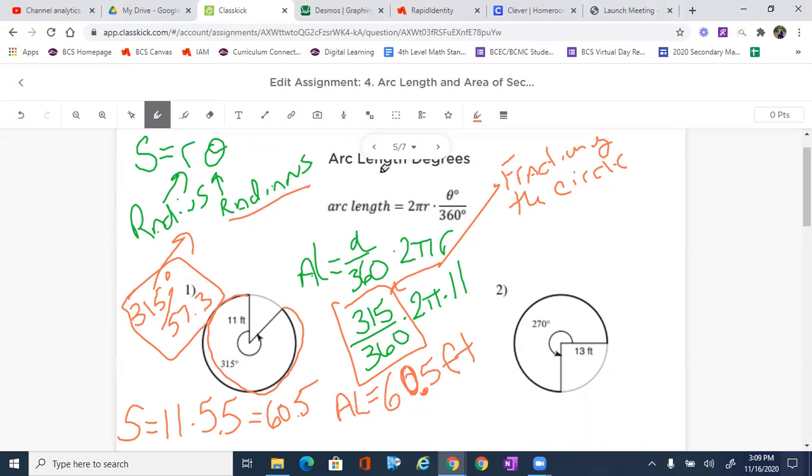There is arc length with degrees. We can convert it over to radians, or we can just go ahead and use the arc length formula: degrees over 360, or the fraction of a circle, times the circumference, 2 times pi r. Hopefully that helps out.